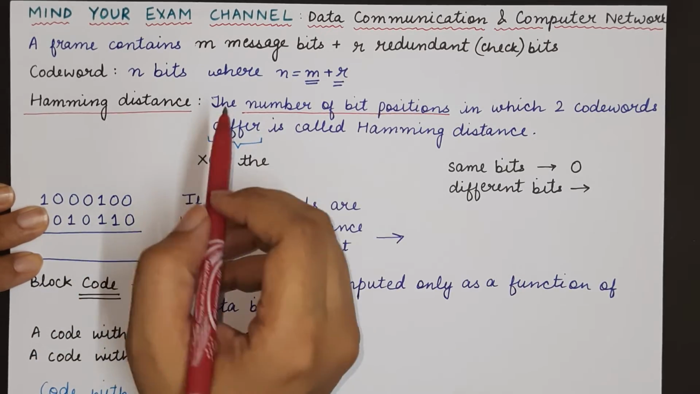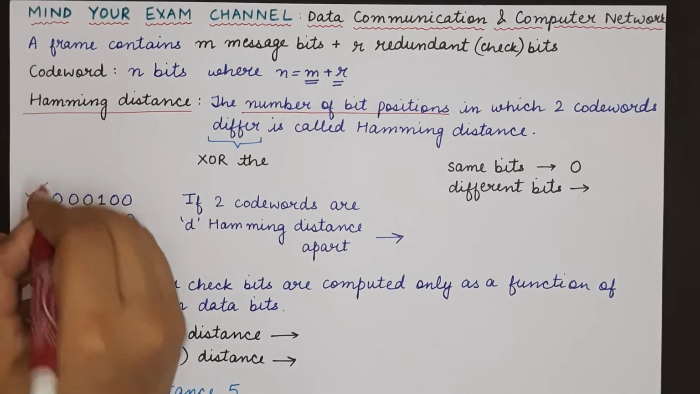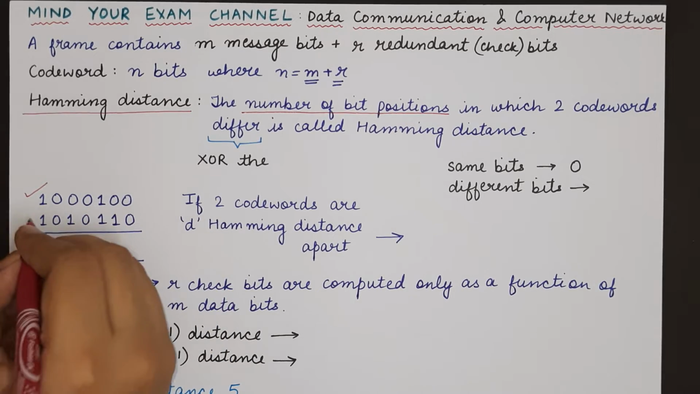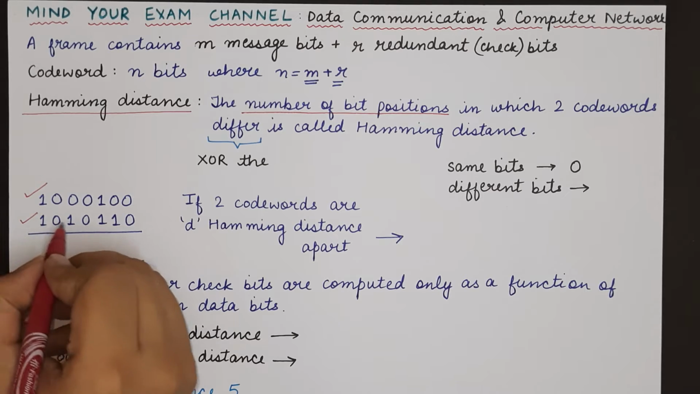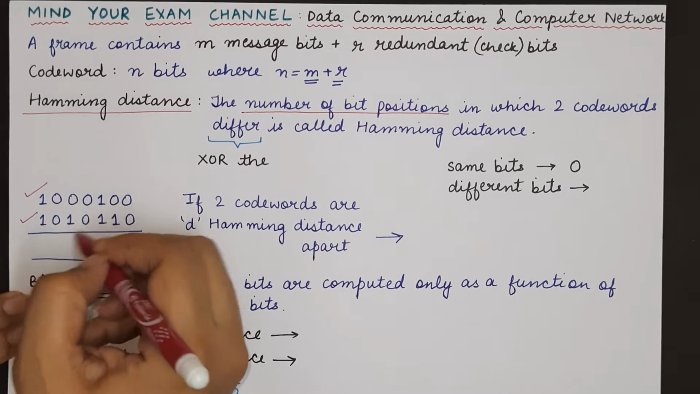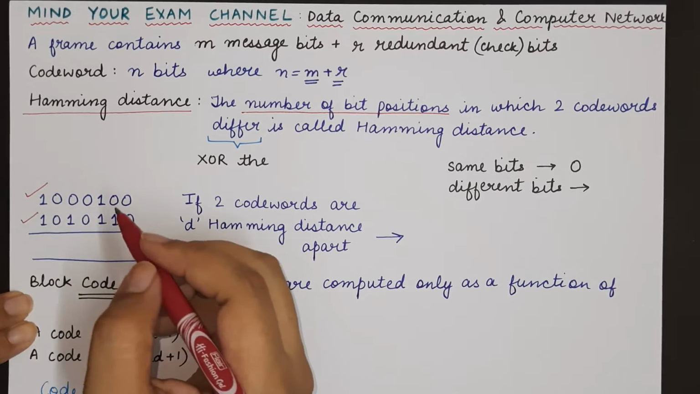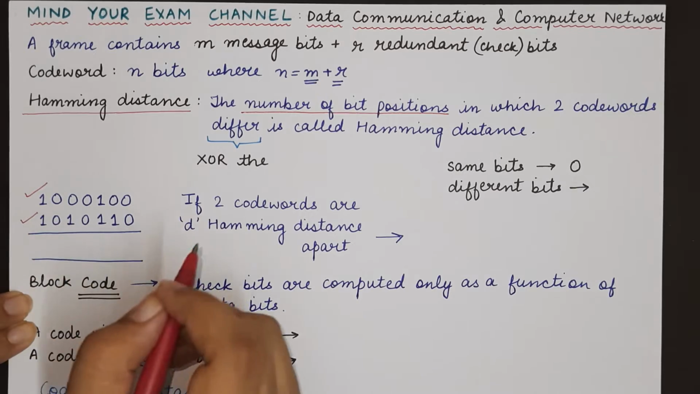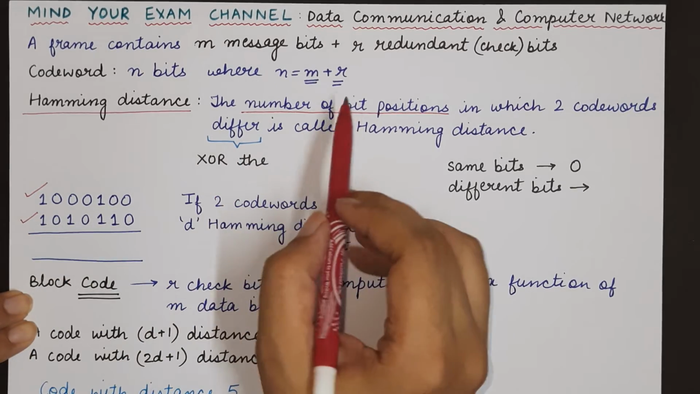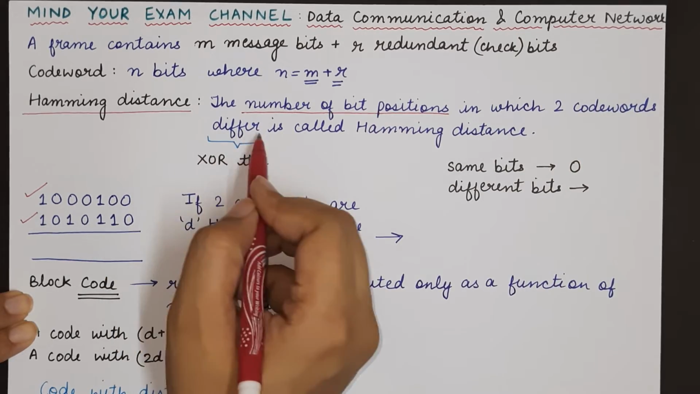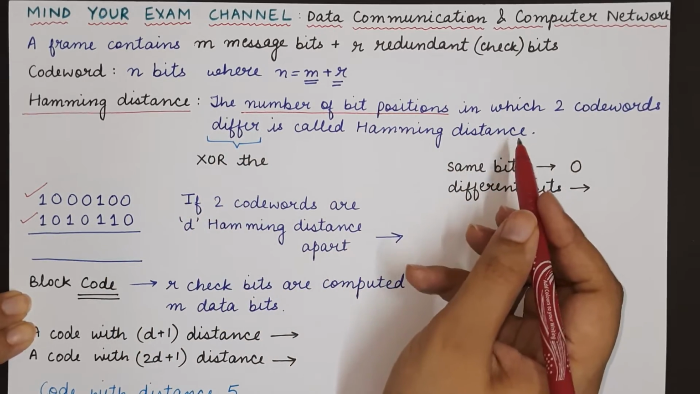The number of differing bits is known as the Hamming distance between the two code words. Okay, so if I have one code word, say 1000100, and this is another code word, say 1010110, then the number of bits which are different at the corresponding bit locations is known as the Hamming distance. So the number of bit positions in which these two code words differ is known as the Hamming distance.